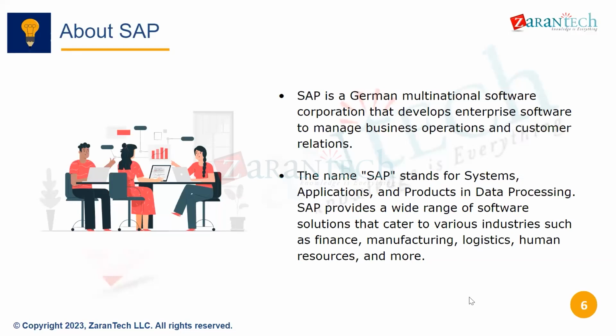SAP provides a wide range of software solutions that cater to various industries such as finance, manufacturing, logistics, human resources, and many others. The thing that we are talking about is the S4HANA Business Suite. Business Suite means it contains several applications like SRM, supply chain management (SCM), and CRM, customer relationship management, and several other integrated products, SAP Concur, Ariba. So the SAP product family includes so many software products.